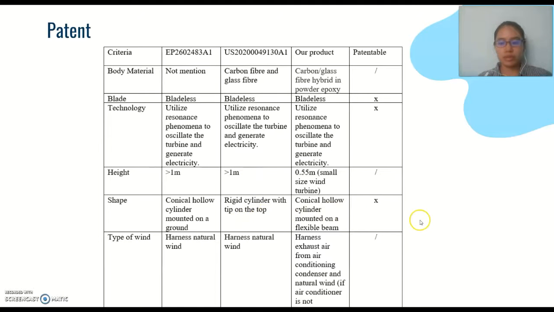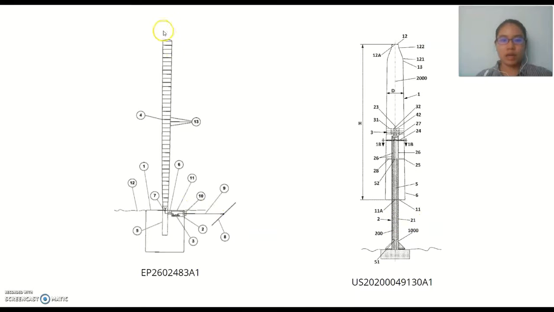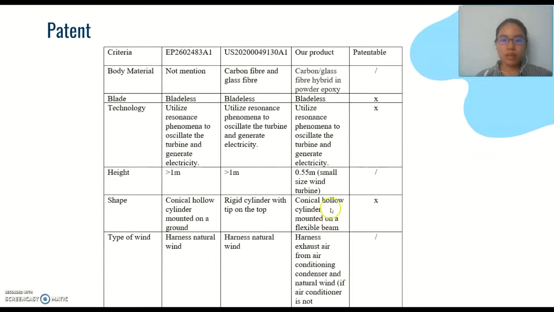And the shapes, as you can see, the European patent is on the left side and the US patent is the right picture. Ours is a conical hollow cylinder, which is similar to the European patent's shape for the mass, but we mounted it on a flexible beam instead of the ground.